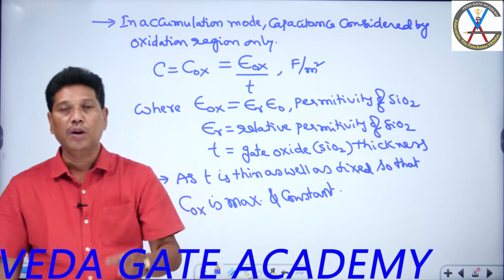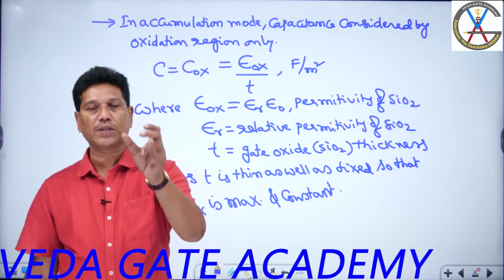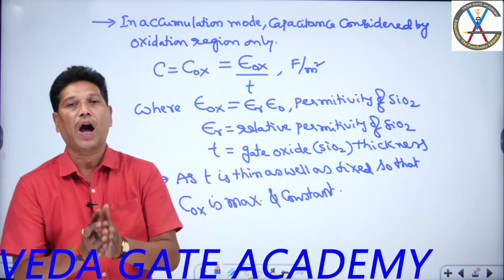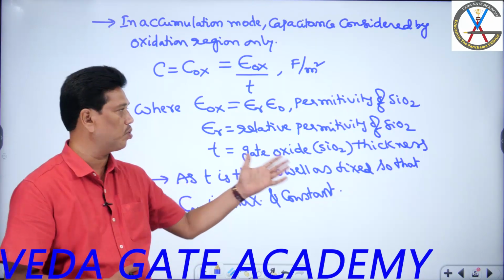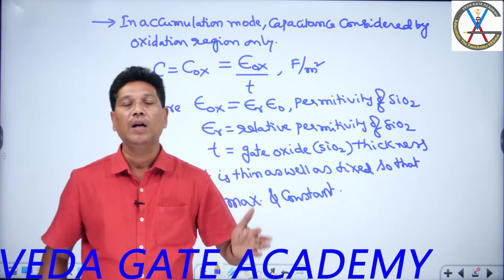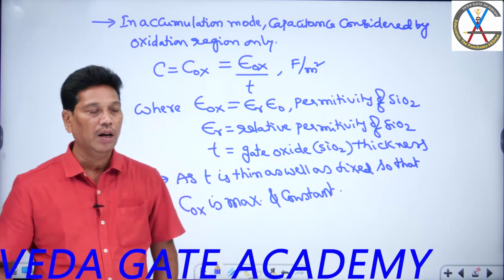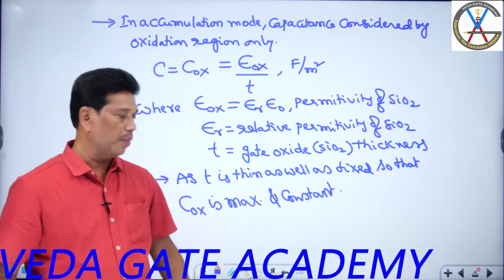That is caused only by the oxide region. Here there is no added barrier effect by the ions. Confirm now, students. So this is the first mode, called the accumulation mode. Now I can go for the next mode, students.